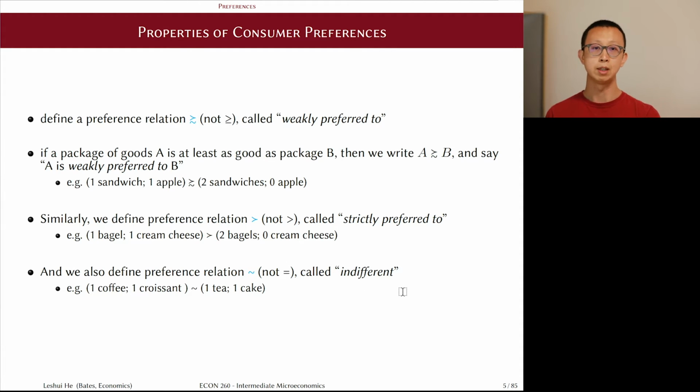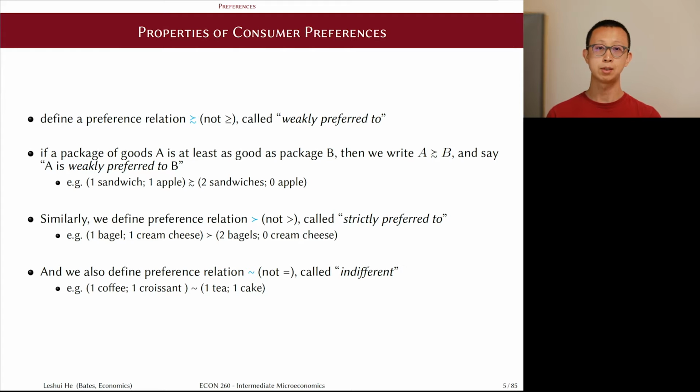And once we have these two notions in place, we can also define something called indifference. And the way we write it is simply this wavy sign here. And we'll read it as indifferent. For example, I may feel that a breakfast bundle with one cup of coffee and one croissant is exactly the same to me as a bundle that has one cup of tea and one cake. One is not better than the other.